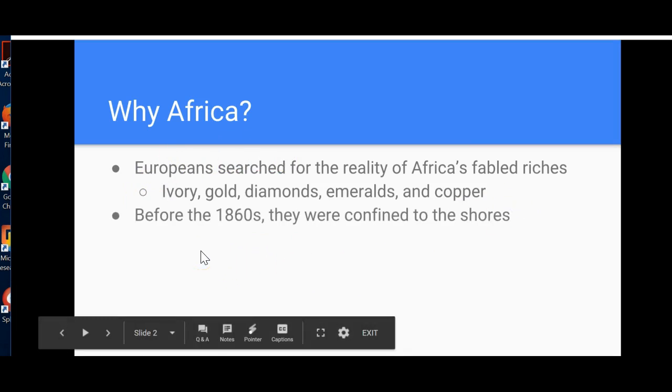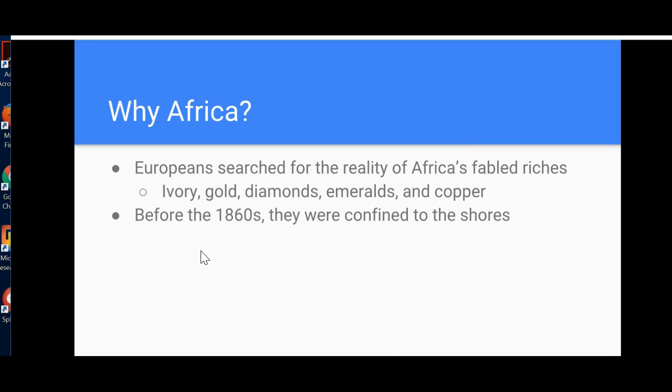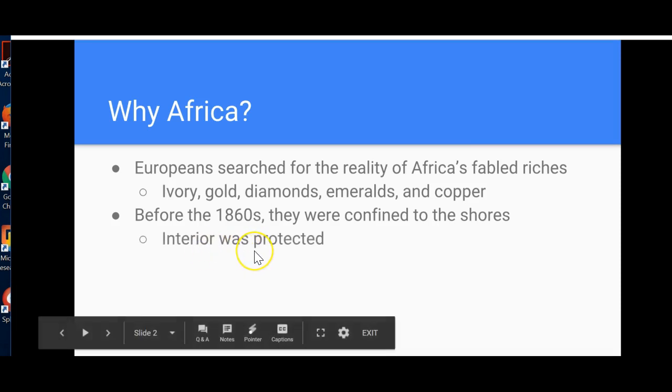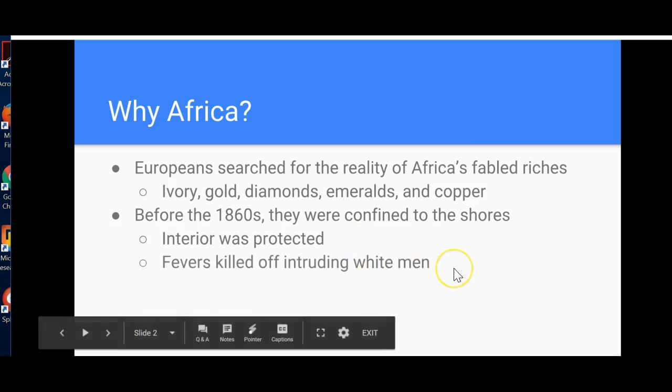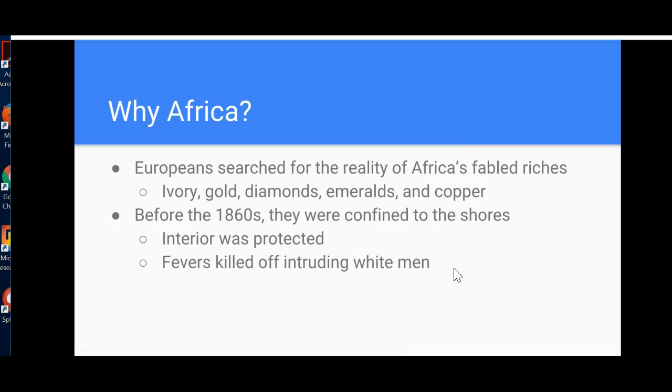This note reads that before the 1860s, they were confined to the shores. So if you have a picture of Africa in your head, only along the coastlines were the Europeans, because the interior was actually protected fairly well, so they couldn't penetrate past the coastline. Fevers killed off many white explorers trying to get into the middle of the continent. And there were rivers that allowed them to go in those directions, but those rivers were blocked.